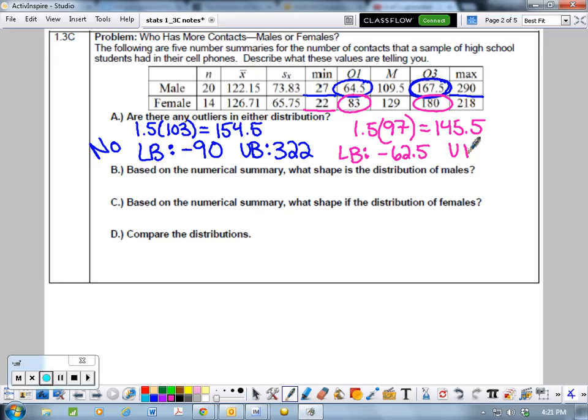So now I'm going to do the upper bound. I'm going to take the 180 and add the 145.5. That gives me an upper bound of 325.5. And since my highest value is 218, there are no outliers.